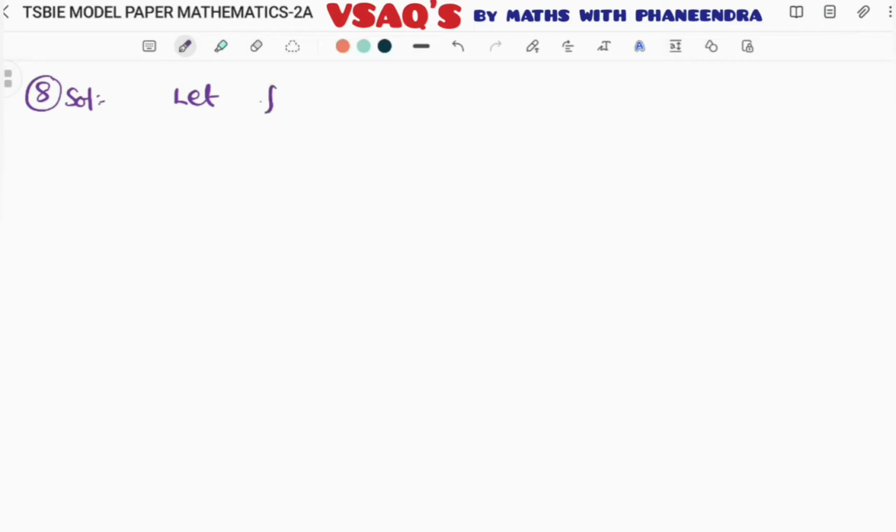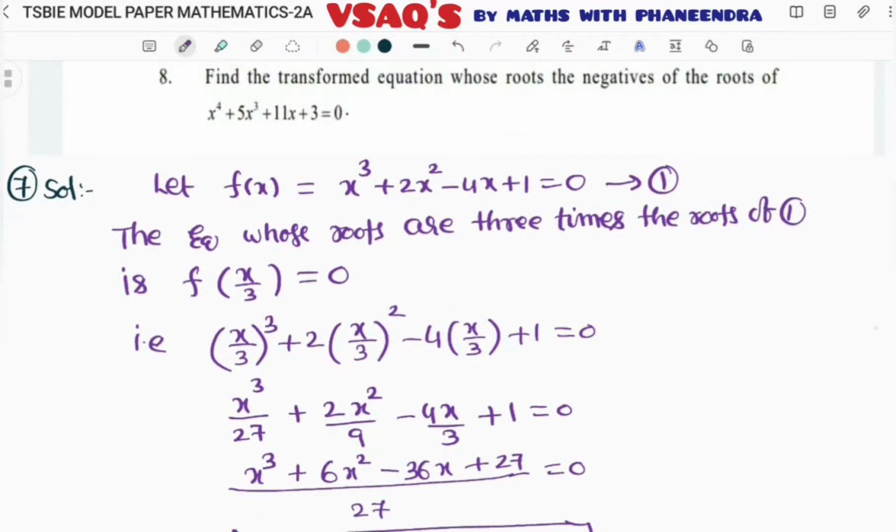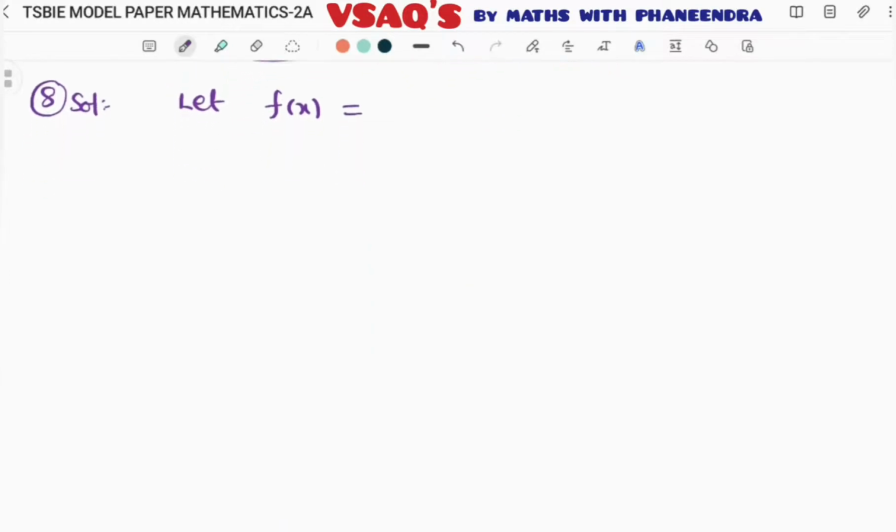Let f of x be equal to x power 4 plus 5x cube plus 11x plus 3, which is equal to 0. Put that as equation number 1.